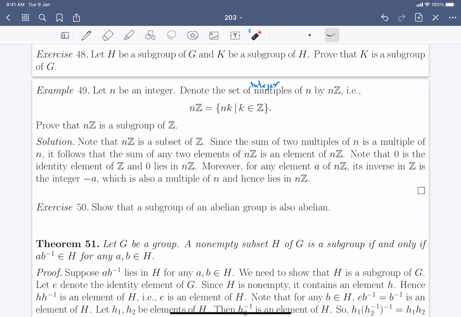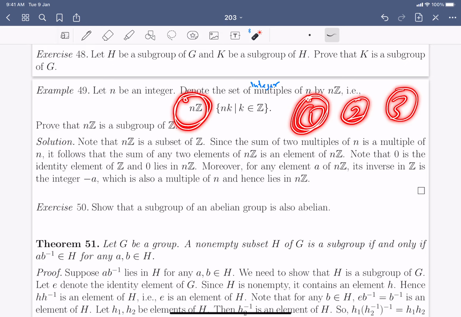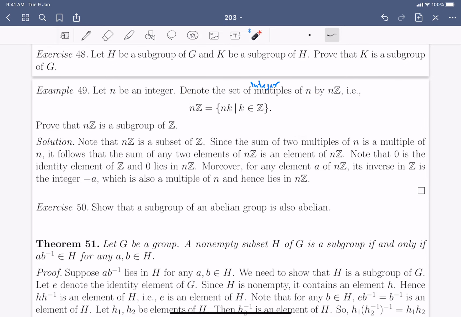Now there are three conditions to check, 1, 2 and 3. The first condition says that if you pick two elements from H, which is nZ, their product has to lie inside H. So if you pick A and B from H, you know that AB has to lie inside H. AB stands for A star B, where star is the composition law of the bigger group. So what is the composition law of the bigger group? We should be careful. The composition law is the addition. So addition is the composition law of this group Z.